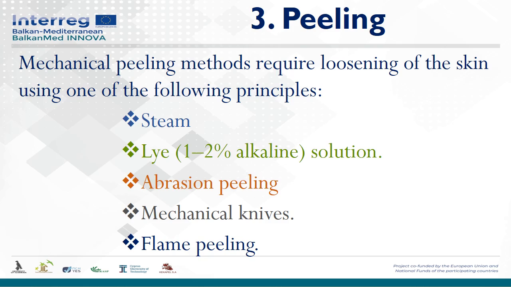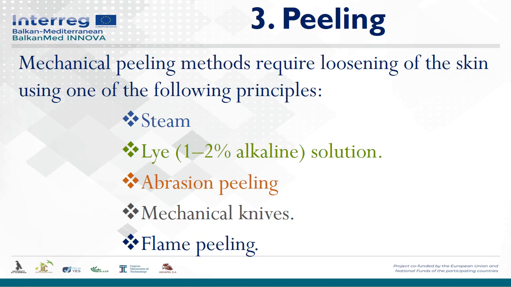Lye solution: immersion of raw material in a 1 to 2% alkaline solution enables softening of the skin, which can be removed by water spray. However, with this method there's a risk of damage to the product. Abrasion peeling. This method uses carborundum rollers. With washing water the skin is removed.